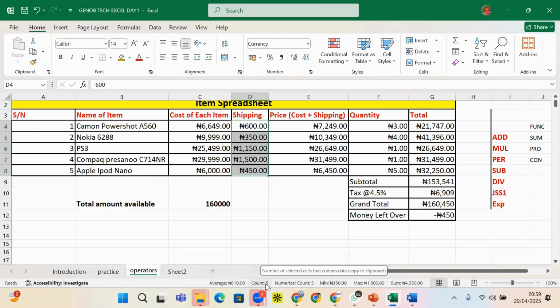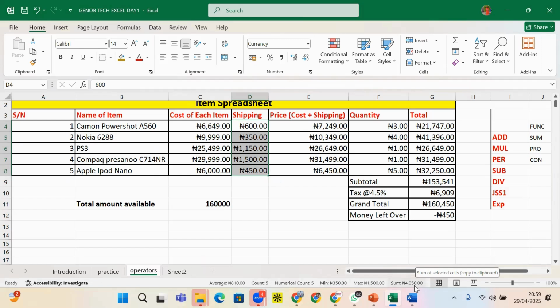Then count. Count will tell you how many cells there are. The count is 5. Numerical count is 5. Count counts both number and text, while numerical count counts only numbers, right? The minimum amount here is how much? 350 Naira. You can see it here. 350 Naira is the minimum amount. Maximum amount is how much? 1,500.